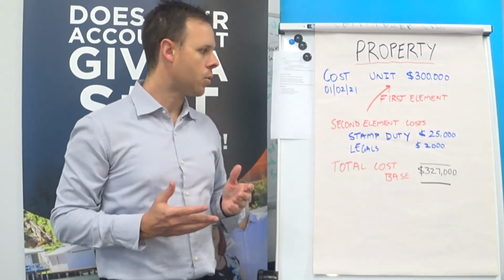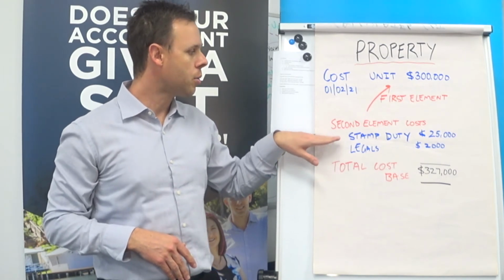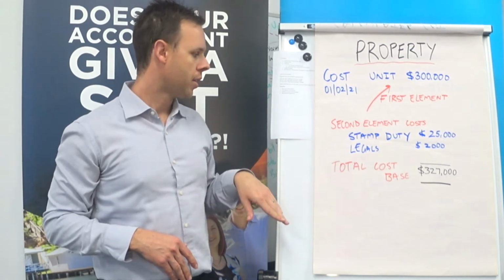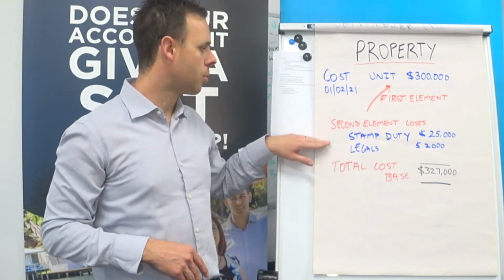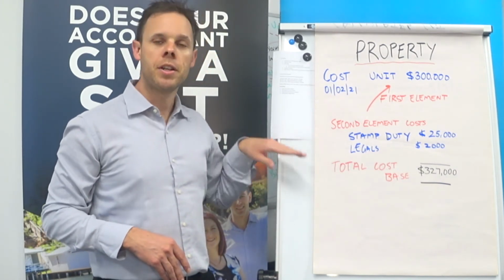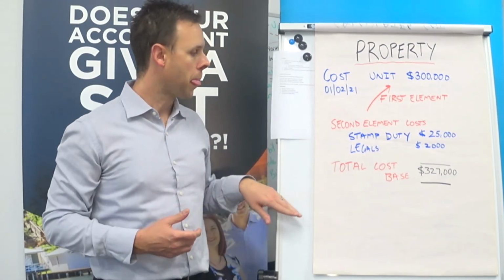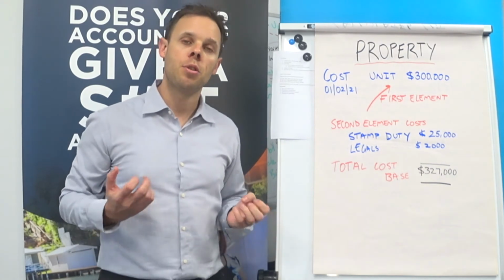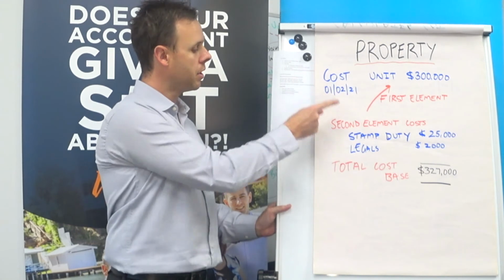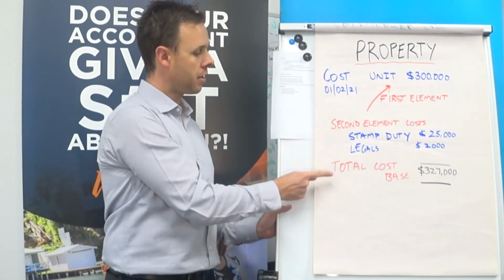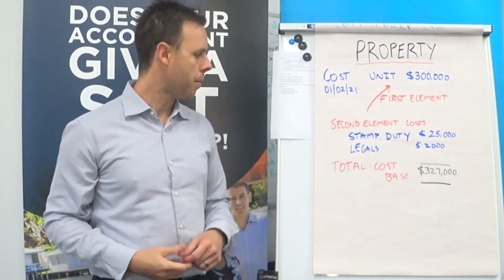The second element was there was two parts to it, and there's probably usually a lot more than this, right? But generally speaking, there's always stamp duty and always legal fees. And the stamp duty on the $300,000 unit was $25,000, and the legal fees that they paid their conveyancer or their solicitor was $2,000. So what did it cost to go and acquire that property? Well, we'll add up the $300,000 being the first element, and our second element total being $327,000. So that's what it cost to buy the property.